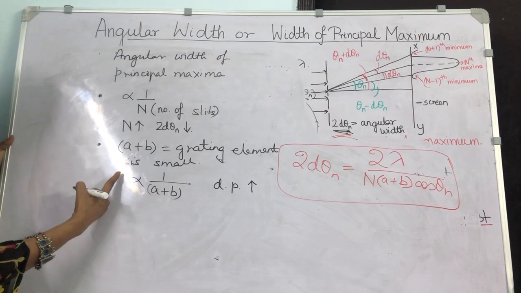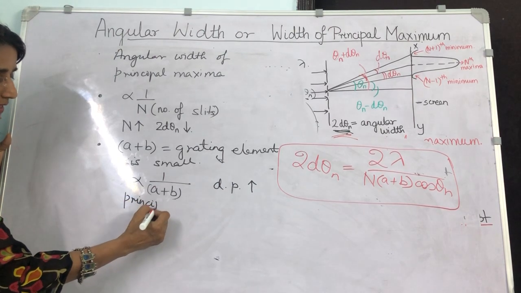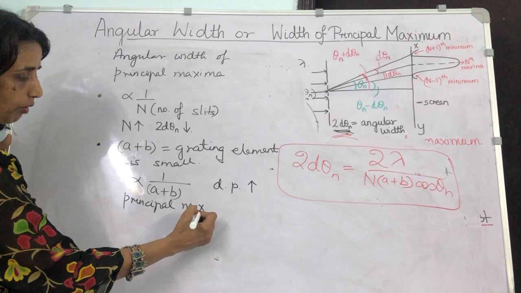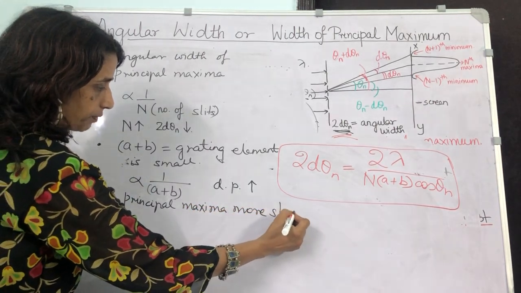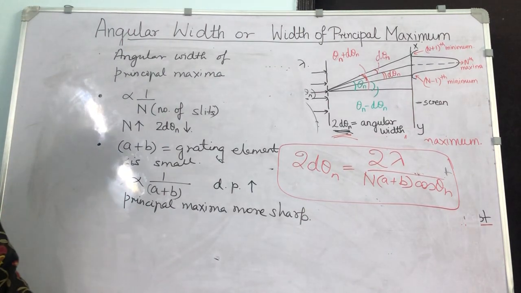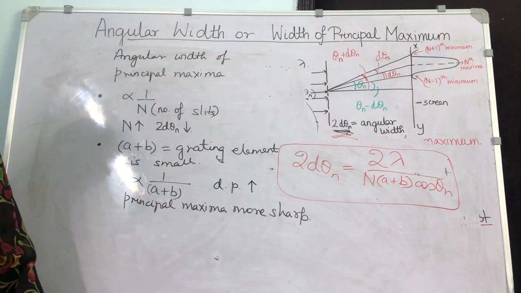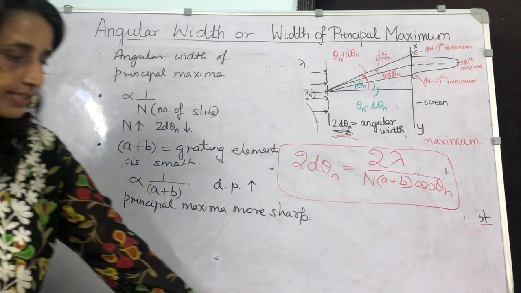And if the width decreases, then the principal maxima becomes more sharp. These are a few important conclusions about your principal maxima and the angular width of principal maxima.